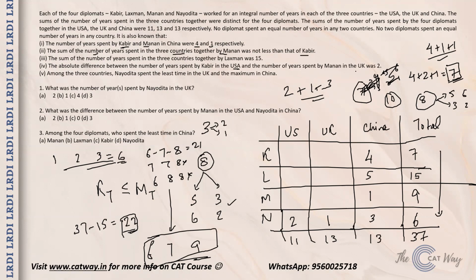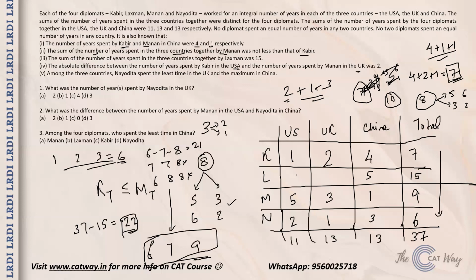ठीक है, अच्छा, regarding that what has been given, the number of years spent by Kabir in US and Manan in UK was 2. Difference is 2. So let's say Kabir spends 2 years in US. Okay, so Manan has to spend 4 years in UK, but that's not happening in any of the cases. So one thing is certain, that Kabir will have 1 in US, and in that case Manan will have 3 in UK. Now if Manan has 3 in UK, he will have 5 in US, and Kabir will have what? This becomes 2 in UK.